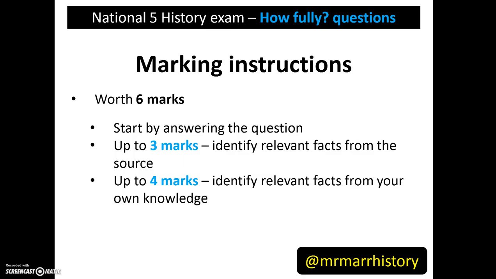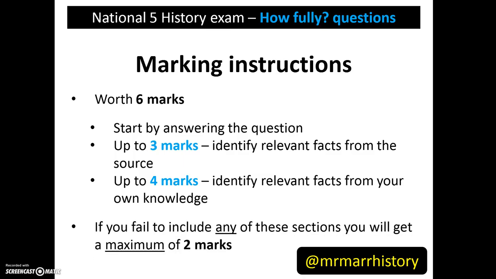Obviously 3 marks and 4 marks equals 7, so you can mix and match. You might have 3 from the source and 3 from your own knowledge, or equally 2 from the source and 4 facts from your own knowledge. Please note though, if you fail to include any of these sections, you'll get a maximum of 2 marks. For instance, if you give 3 marks from the source but don't give anything from your own knowledge, then you can only get 2 marks.